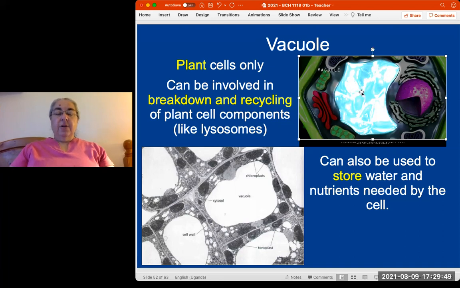So the vacuole can also be involved in breakdown and recycling cell components in plants, a bit like lysosomes, and it can also be used to store other nutrients as well as water that are needed by the plant cells.